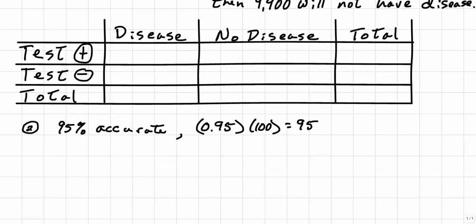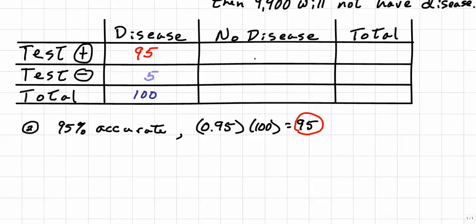And that 95 is going to go into our table right here. Well, if there are 100 people total, that means there will be 5 that go right here, where they have the disease but the test gives a negative. And so now we have our total of 100 people.